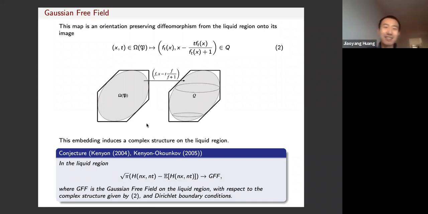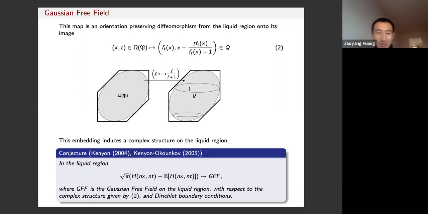And their conjecture is that in the liquid region, the height function... Oh, I want to emphasize a little bit: in the frozen region, the height function is linear, so it doesn't fluctuate at all. So if you ask about the fluctuation, it's only interesting inside the liquid region. So the conjecture is: h, subtract its mean and rescale by square root of pi, you get a Gaussian free field on the liquid region. And it's a Gaussian free field with the zero boundary condition, the Dirichlet boundary condition. But you don't use the complex structure just from the C. You use the complex structure induced by this Riemann surface Q.